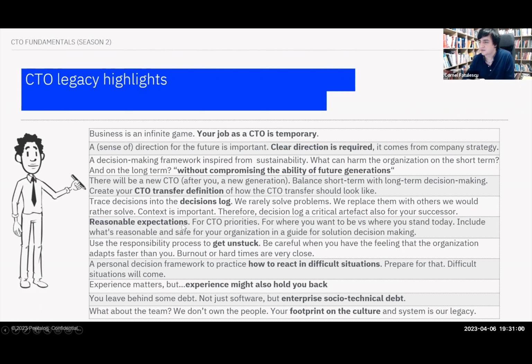Reasonable expectations. So we had some samples of solution architecture guidelines. What's reasonable for us? Or for example, in terms of CTO priorities, in the 6 months, this is what's reasonable to focus on. For me as a CTO, my priorities. If we get stuck, we can get unstuck by using the responsibility process.